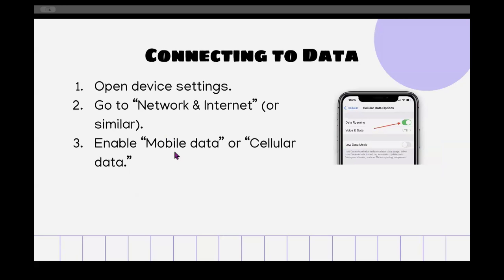And then going on to connecting to data, it's a similar process. You would open your device's settings and then go to network and internet or something similar on another form of device if it's not iOS. And then you would enable mobile data or cellular data, and that would allow you to connect.